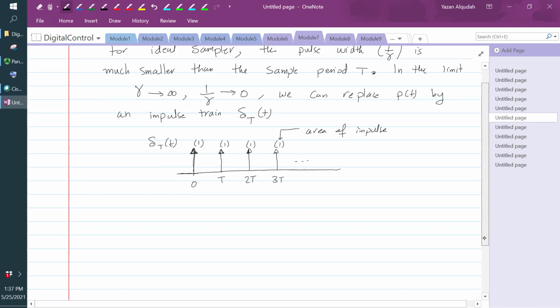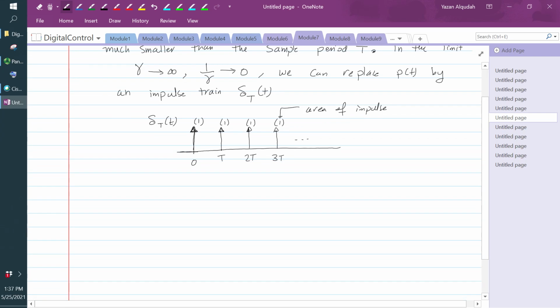And the impulse train has an area that is equal to 1. 1 over gamma multiplied by gamma is equal to 1. And we can represent this impulse train delta T of t is equal to the summation from n equals 0 to infinity of delta of t minus n multiplied by capital T. I hope this notation is clear.